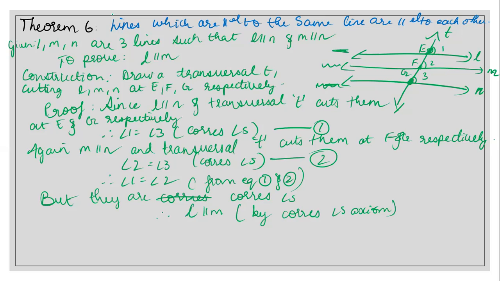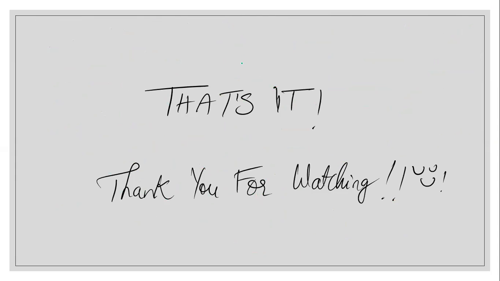So what did we first do? We first wrote that angle 1 is equal to angle 3 because they're corresponding angles. Angle 2 is also equal to angle 3 because they're corresponding angles. We took each of them to be equation 1 and 2, and therefore we wrote that angle 1 is equal to angle 2. And angle 1 and 2 are corresponding angles. So therefore, L and M are parallel to each other by corresponding angles axiom. Thus proved.